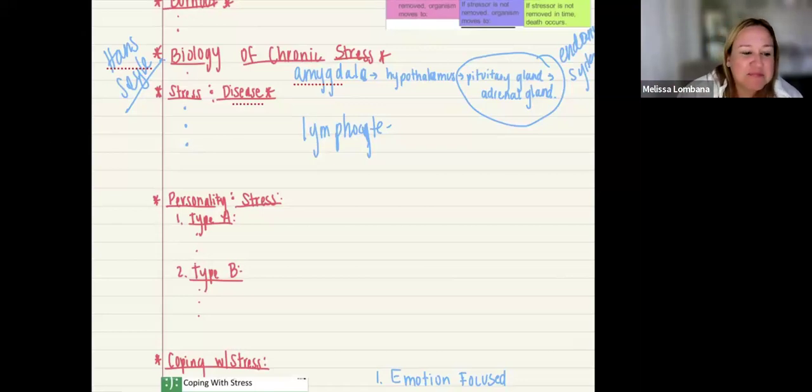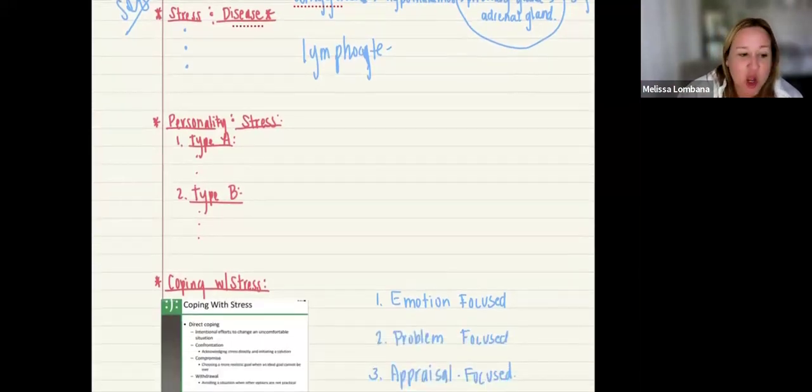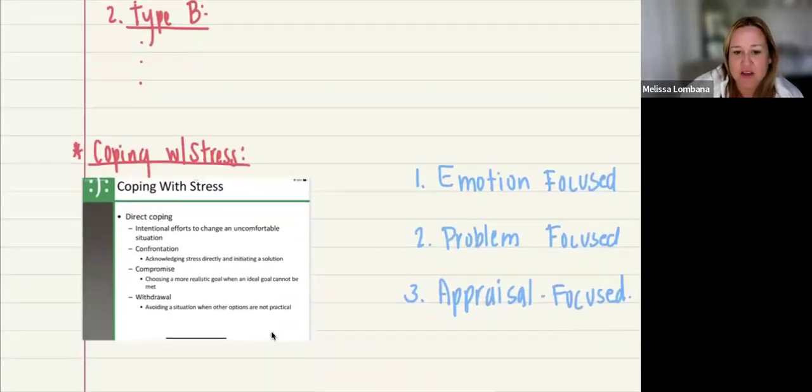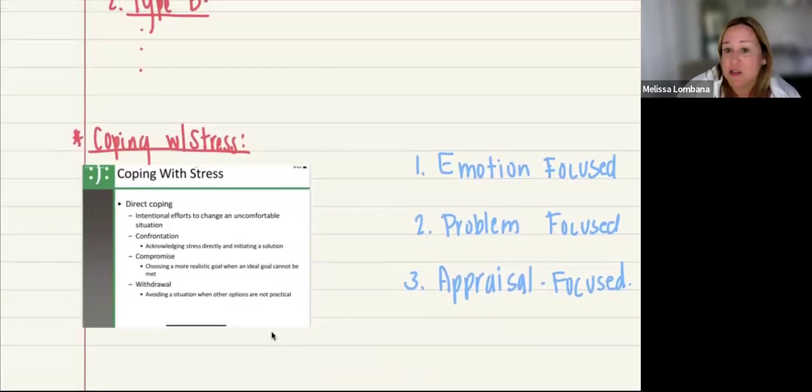Now, there's also what's called coping with stressors. How do we deal with all these stressors? Wouldn't we like to know? All right, I'm going to give you a couple of them. In this section, I want you to write coping with stress. There is direct coping, which is intentionally making an effort to change an uncomfortable situation, directly dealing with it. There's confrontation, acknowledging the stress directly.